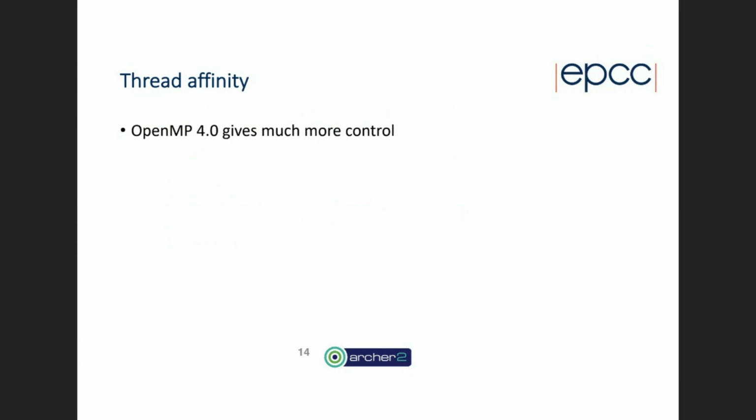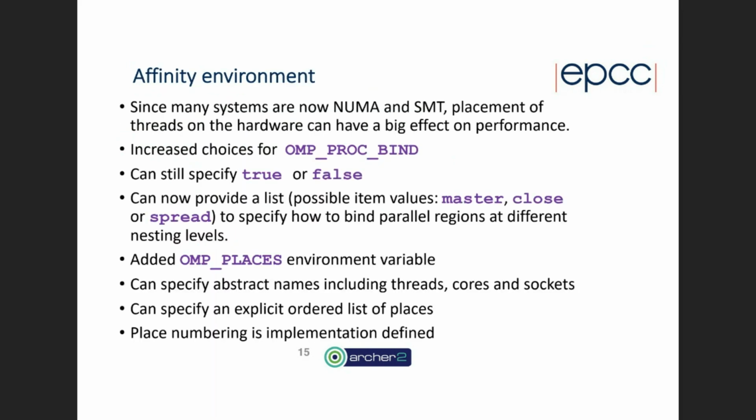Okay, so last one is thread affinity. OpenMP 4 gives you a lot more control over thread affinity. The motivation is that we've got a lot of NUMA systems and also SMT, simultaneous multi-threading hardware threads available. It means that the placement of the threads on the hardware can have a significant effect on performance in some cases, particularly when you're using nested parallelism.